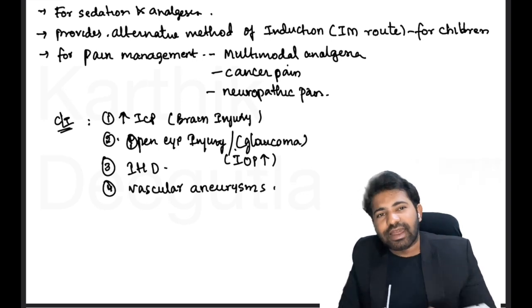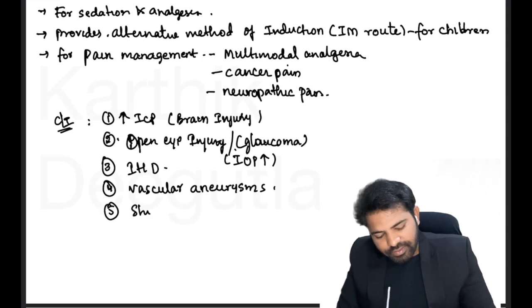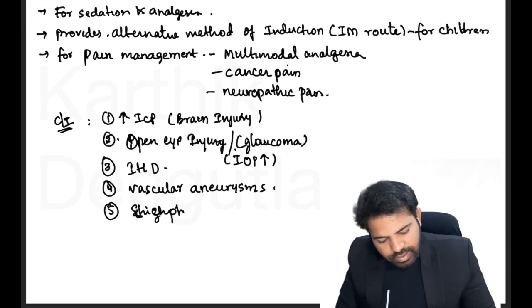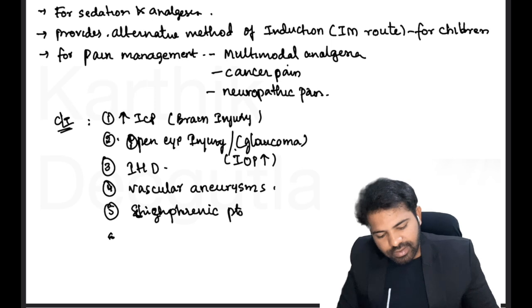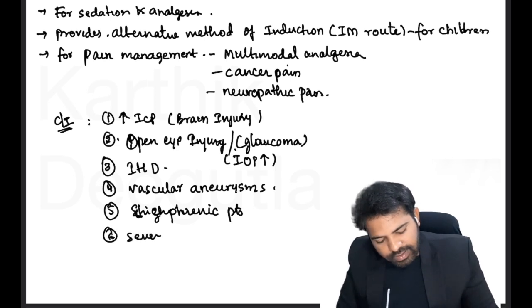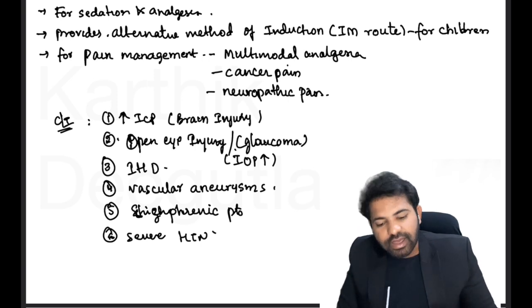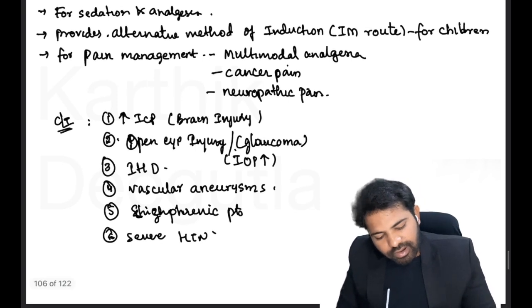In case of psychiatric patients, already patient is having delusions, hallucinations, post-operative delirium is caused by ketamine. So avoid in case of psychiatric patients or schizophrenic patients or any other psychiatric disorders. Avoid in case of severe hypertension. Already patient has severe hypertension. Avoid ketamine.